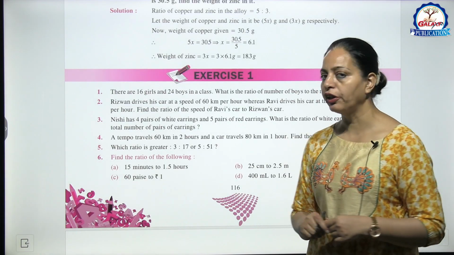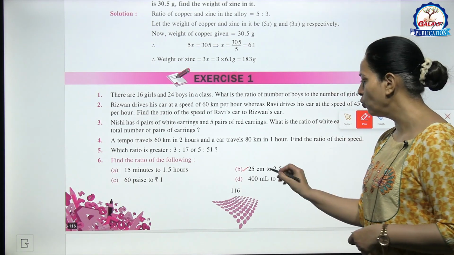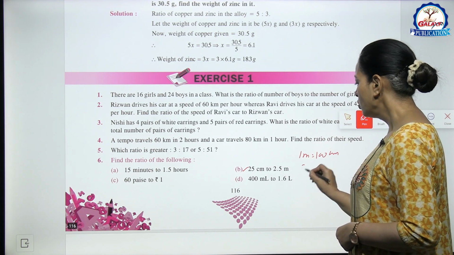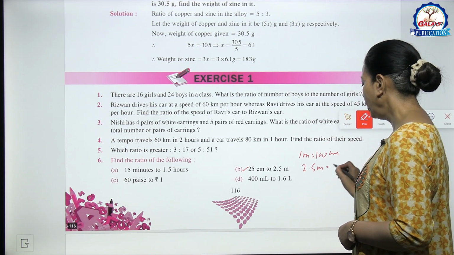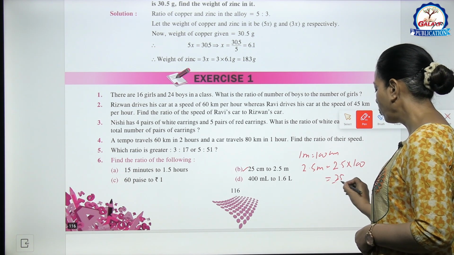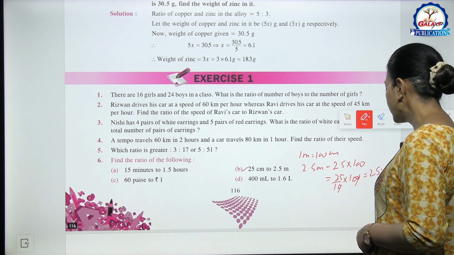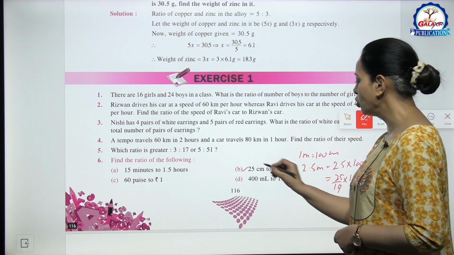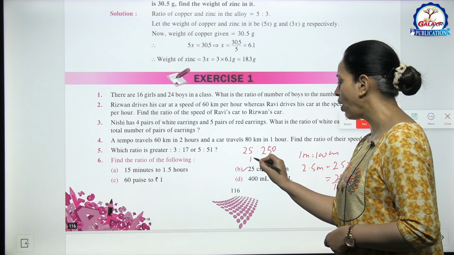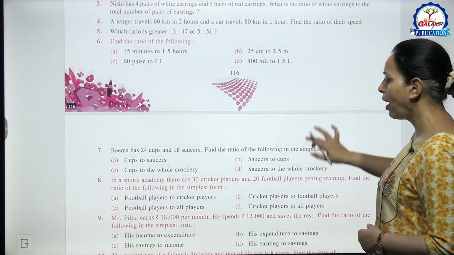Now sixth question, find the ratio of the following. So B part 25 centimeter 2.5 meter, unit must be same. We know 1 meter equals to 100 centimeter. So 2.5 meter, it means 2.5 into 100. So 25 upon 10 into 100. So that is 250 centimeter. Now find the ratio. 25 is to 250. So this is 1 is to 10. Okay. Similarly you can try remaining parts, right?